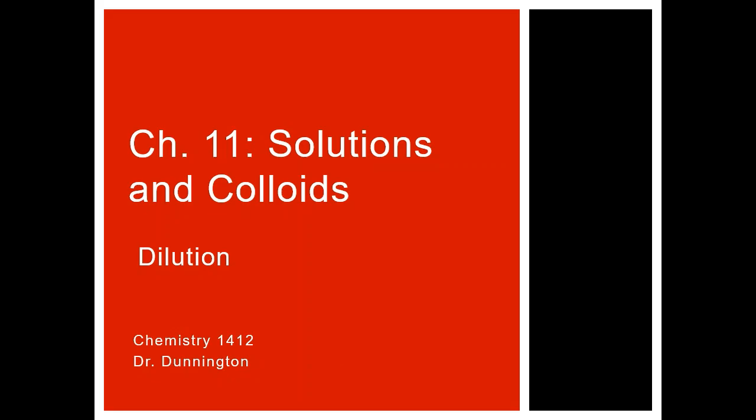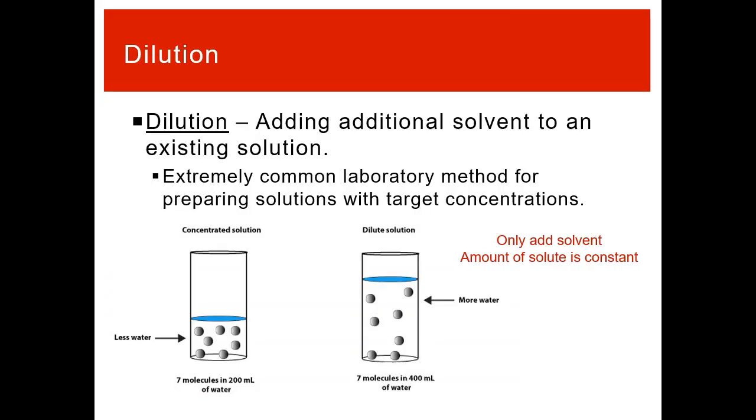Want to be sure to touch base and talk about dilution. So dilution is the process of adding extra solvent to an existing solution. So say you have something dissolved in 200 milliliters of water and you add extra water, so that we have 400 milliliters. You have diluted the solution. This leads to decreasing the concentration of the solution.